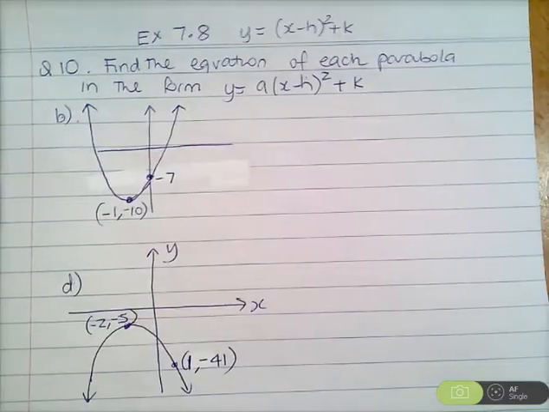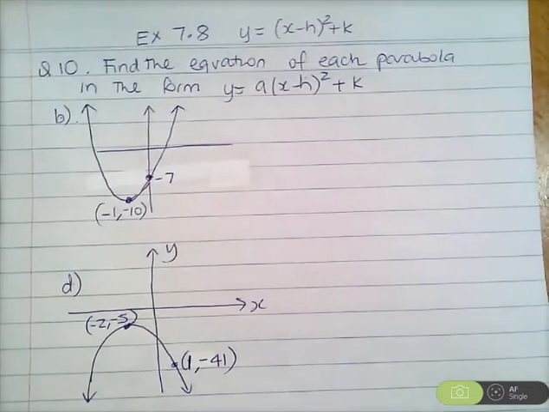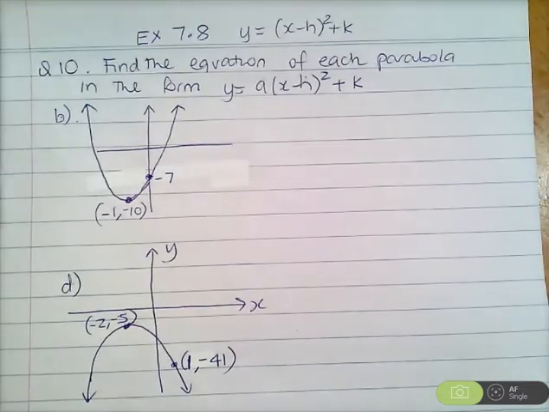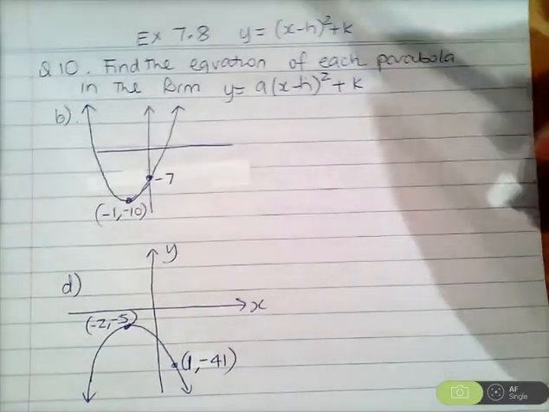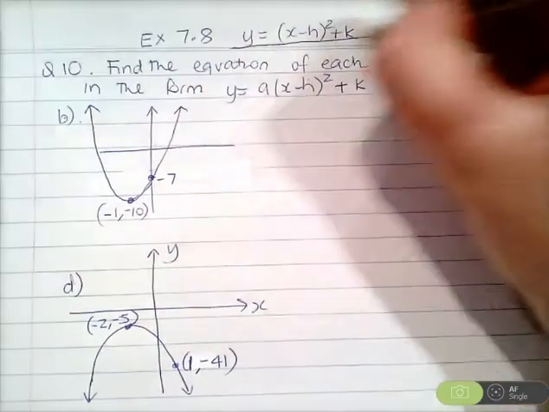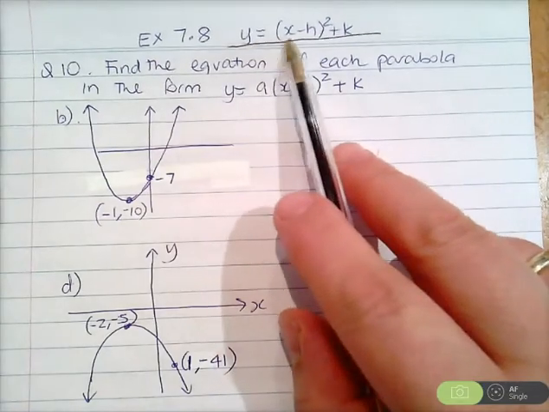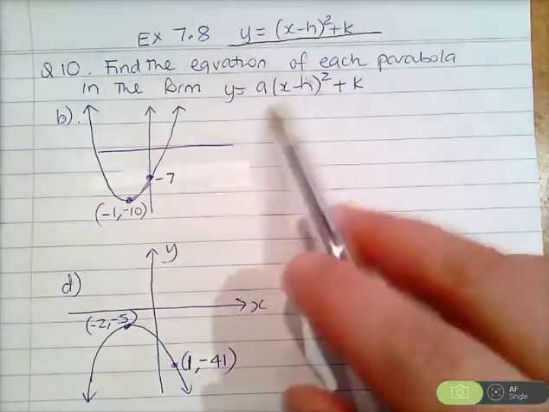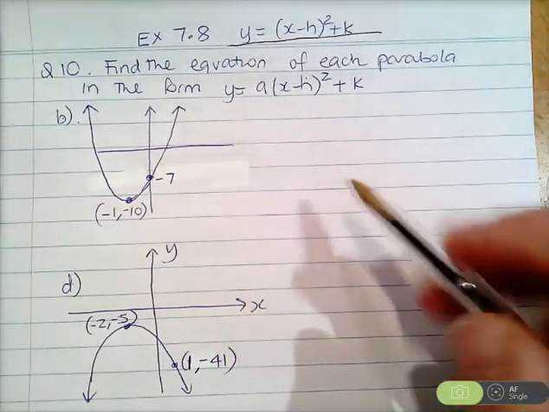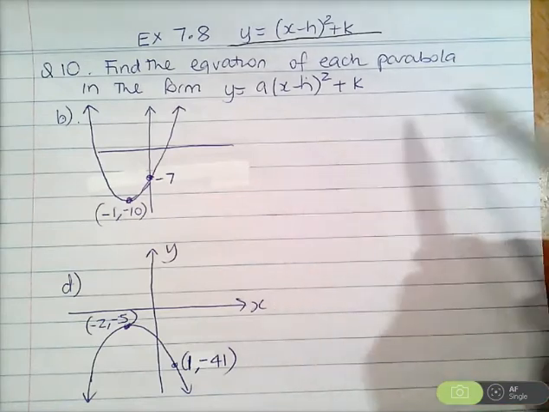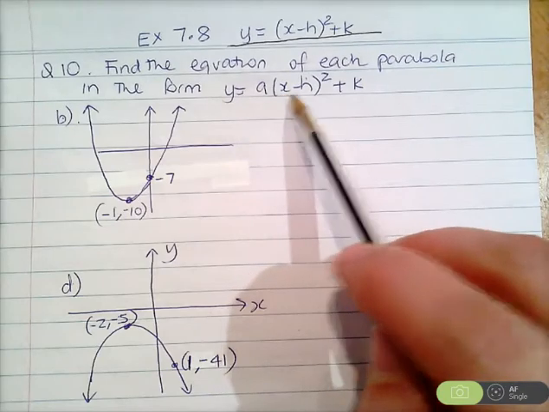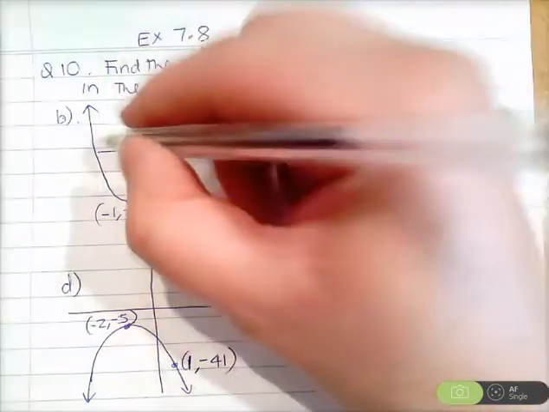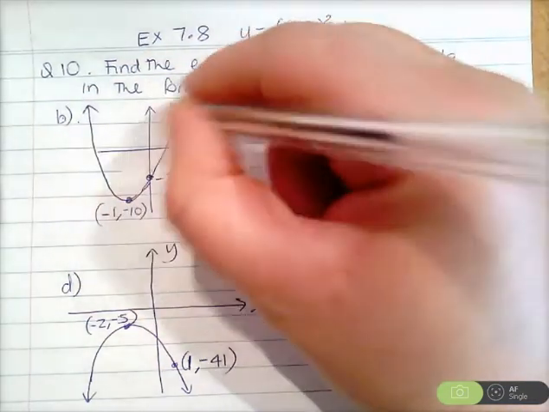Now for some examples from exercise 7.8, similar questions, just a different style of formula. These are parabolas of the type y equals a(x minus h) squared plus k. We did these in class today. It says find the equation of each parabola in the form y equals a(x minus h) squared plus k. If we look at this, it's a concave up parabola.